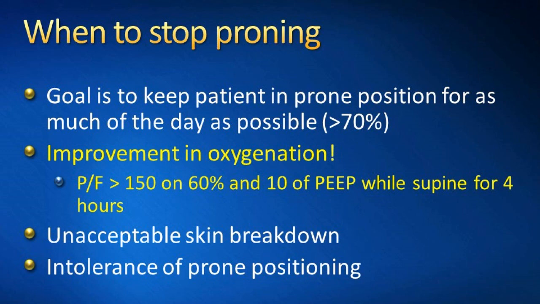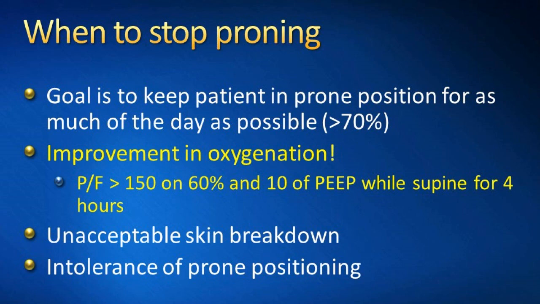So if they're at 60 and 10 and they're statting 88%, there's no way their PF ratio is going to be greater than 150 on that. So just flip them back over after you've done whatever you need to do with them. There's no point in letting them sit there for 4 hours. That's the true protocol.